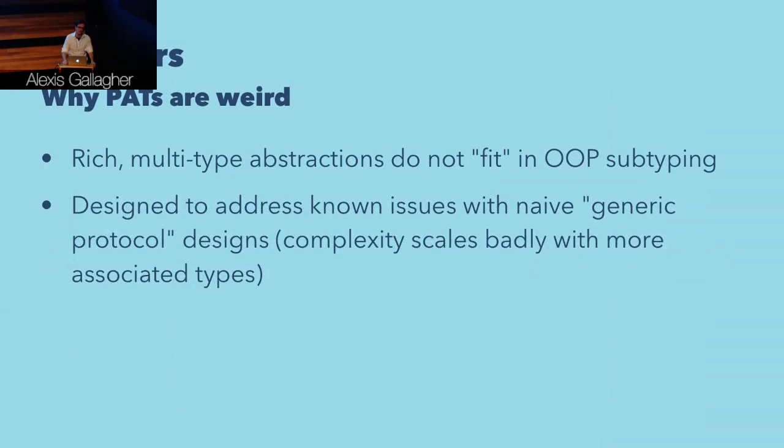Again, why are PATs weird? What's the motivation behind this? The fundamental motivation behind PATs is to enable rich multi-type abstractions that don't fit into the pure hierarchy-like structure that you get with object-oriented programming. And why are they like properties of a type instead of generic parameters? It seems like this is a very deliberate choice to work around well-known and discussed issues in the literature, where generic protocols don't scale well and don't really encapsulate the type invariance that they want to maintain in a nice way. That's where they're coming from. That's why they work the way they work.